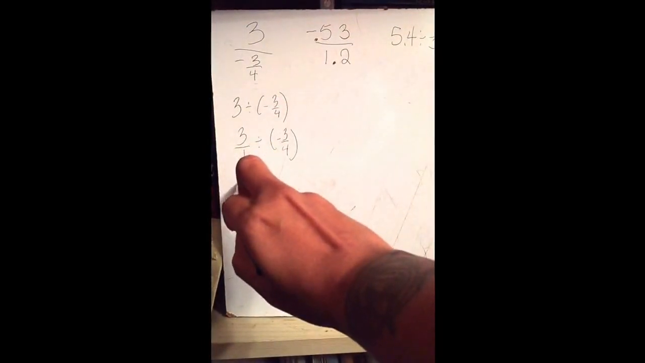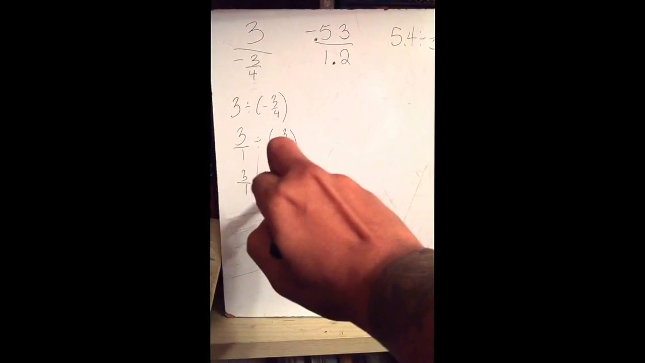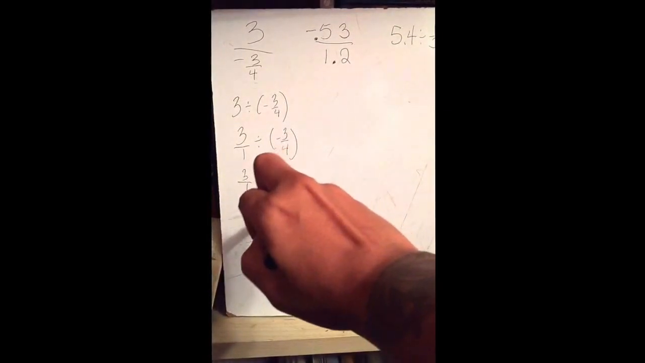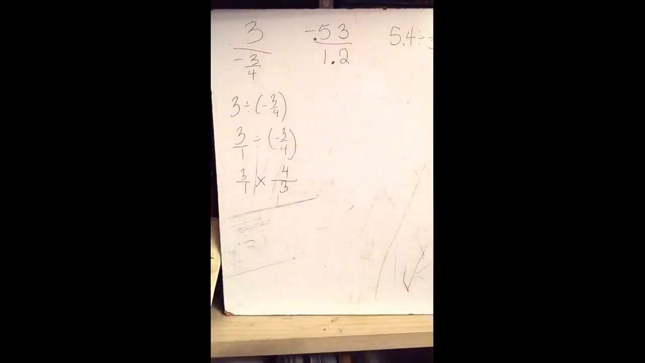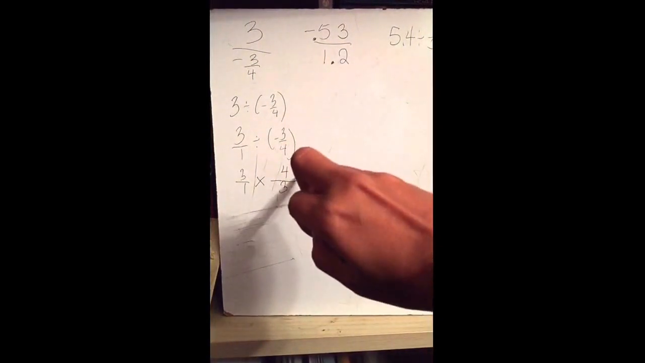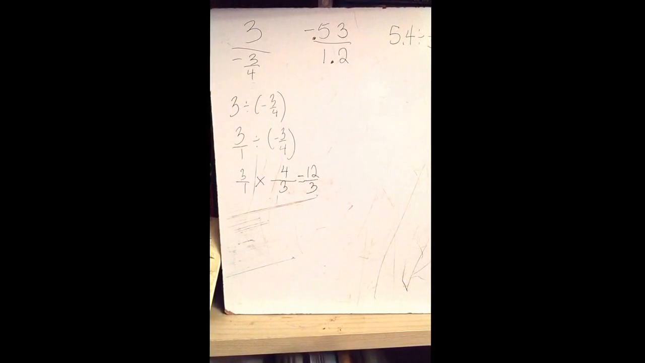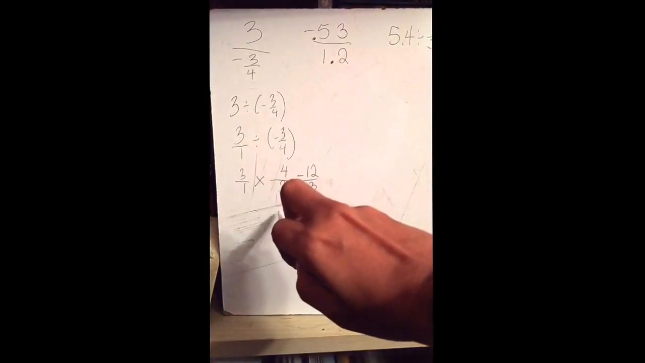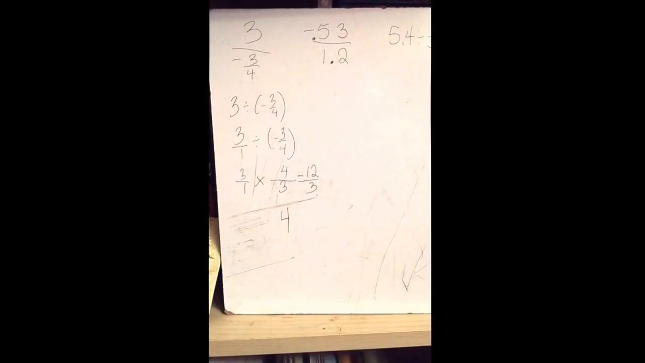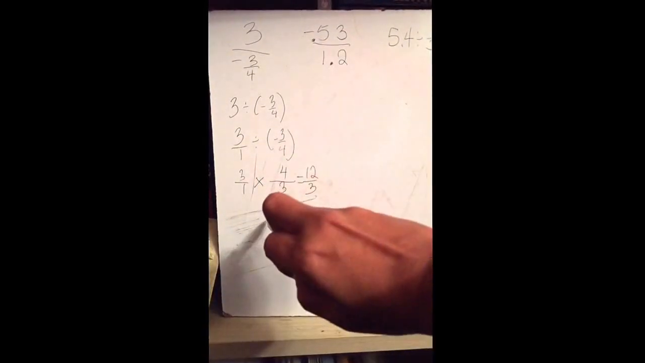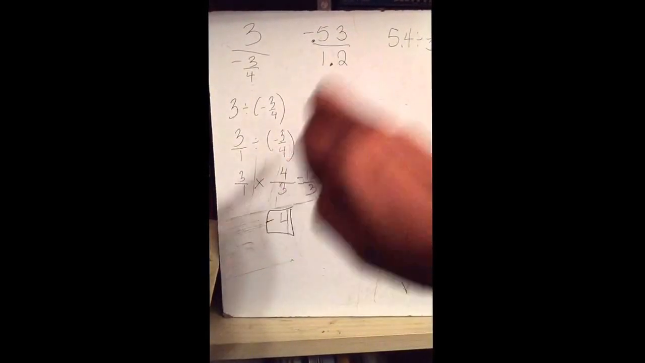So I'm going to keep the first number, multiply, and our reciprocal is 4/3. I'm not too worried about the negative right now. We'll deal with that at the end. So in the end, I have 12/3, which is an improper fraction. 12 divided by 3 is 4. And because I know I have one negative number, my answer is going to be negative 4.